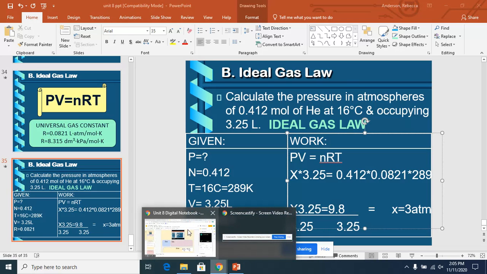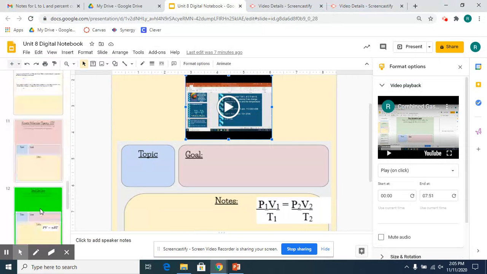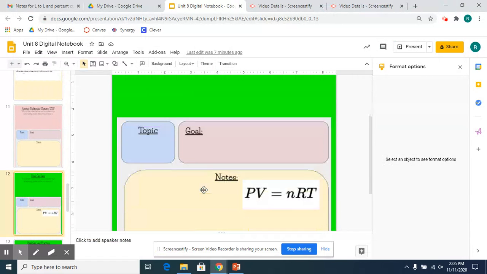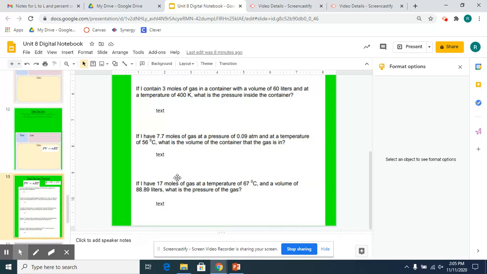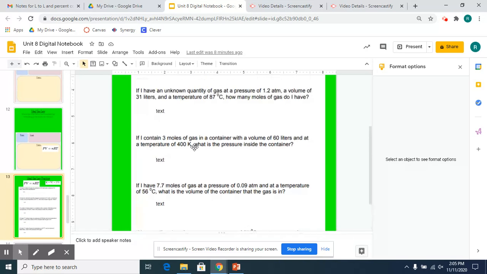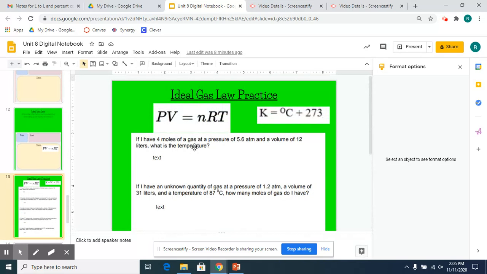So in your digital notebook, I have the formula for you right here, and on the practice page, you do have 5 of these just because we've done a lot of the other problems combined together where this is different than all the others. I wanted to give you a couple more examples. Now remember, N is moles.